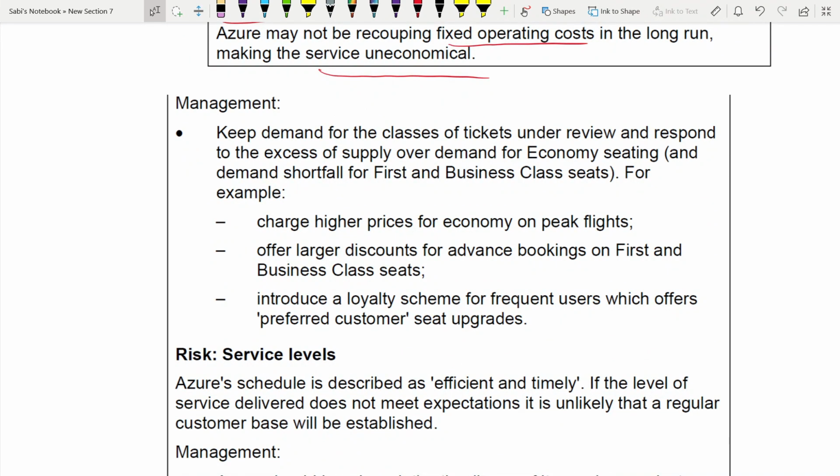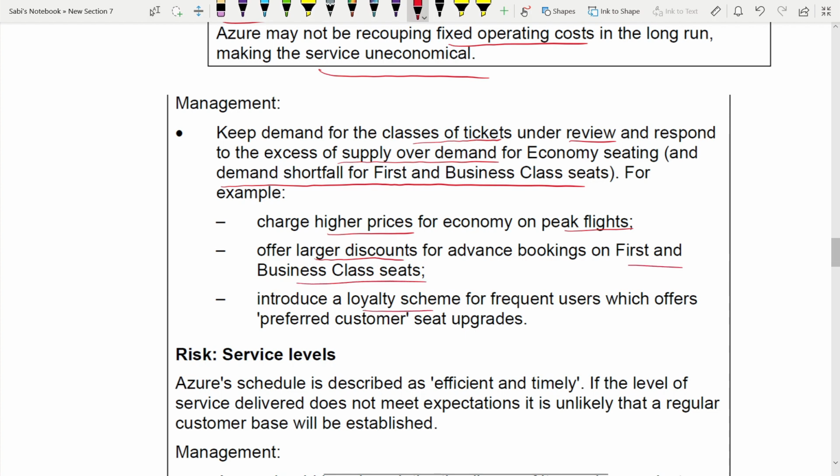You keep the demand of the classes of tickets under review and respond to the excess of the supply over demand. Okay. So if for economy supply a seating surplus is there, you can use first and business class seats. And also you can find out the demand shortfall for first and business class seats. For example, you can charge higher prices for economy on peak flights and offer discounts for advanced bookings on flight and business class seats, and a loyalty scheme can be introduced for frequent users which offers preferred customer seat upgrades.